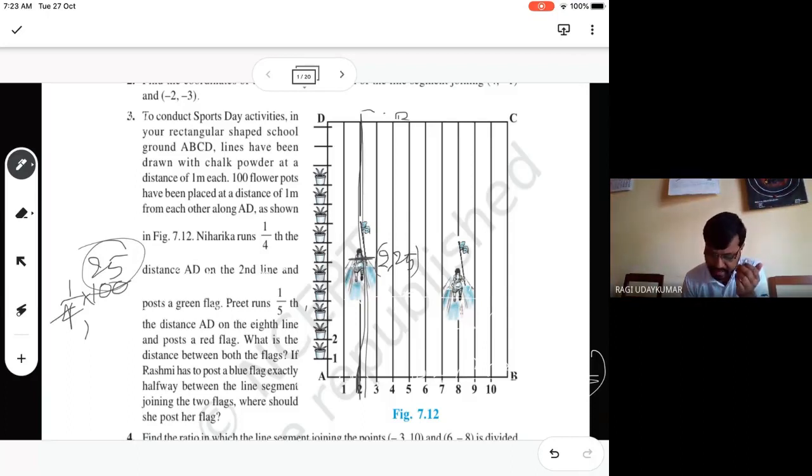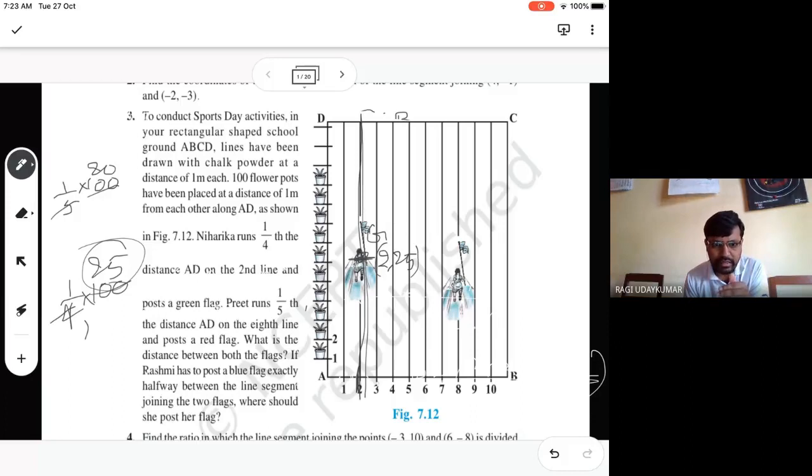And post the green flag. Here she posted the green flag. And Preet runs 1/5 of the. What is 1/5 of the 100? Why am I taking 100? The length is 100 meters. So 20. You are going to get 20.